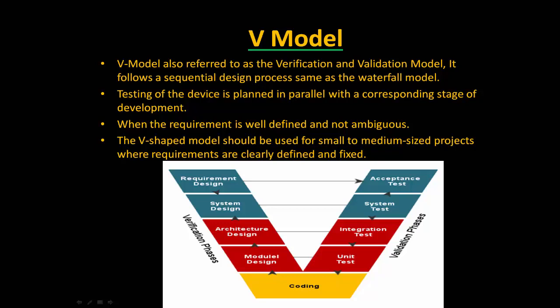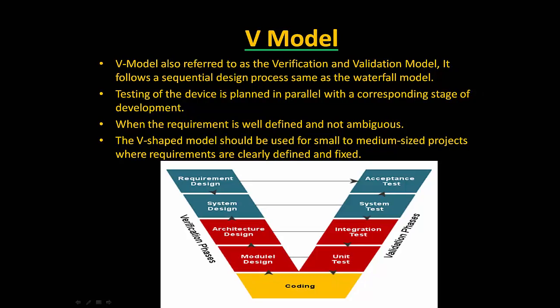phase. When the requirement is well defined and not ambiguous, the V-shaped model would be used for medium-sized projects where requirements are clearly defined and fixed. Clearly defined. So for example, here we are going to start with the coding phase. Here in the coding phase, we are going to verify the phases. Then we are going to divide the code into modules, and modules are designed by the architectural design, and next it goes to the system design.